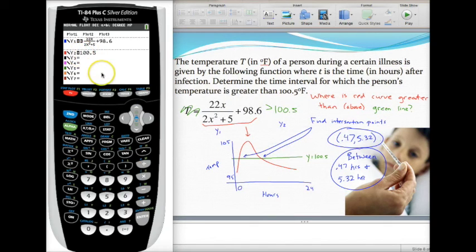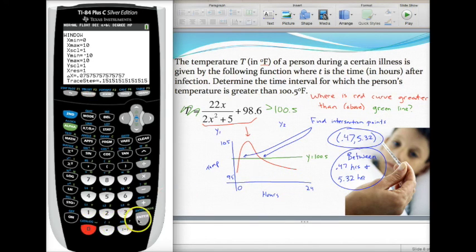Okay? I'm going to need to adjust my window because the normal 10 by 10 window definitely won't work to show me what I need to see. So what I suggest we do is for X, since that represents the time after infection, let's just go 0 to 24. That's a whole day, and that seems to make sense to me. We may not even need to go out 24 hours, but we can adjust that if we need to.